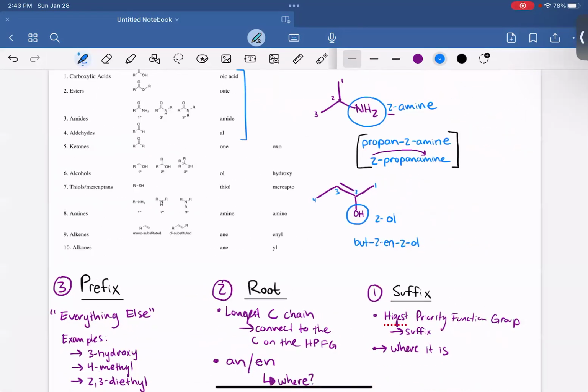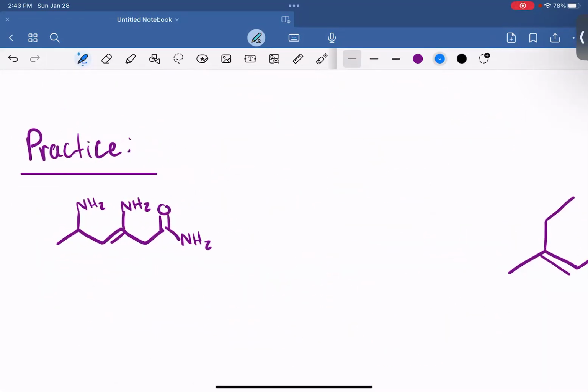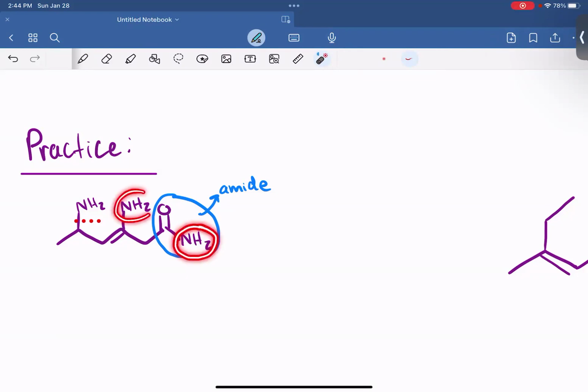Let's move on to this one down here. Let's identify our highest priority functional group. It is an amide, and the easy part about amides is that the suffix for amide is just amide. The reason I'm using this problem as an example is that some people like to look at this and say, we have an amine on the 1 carbon, an amine on the 3rd carbon, and an amine on the 5th carbon, and this is a ketone, so my highest priority functional group would be ketone.